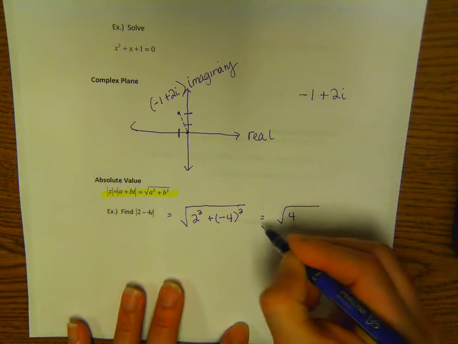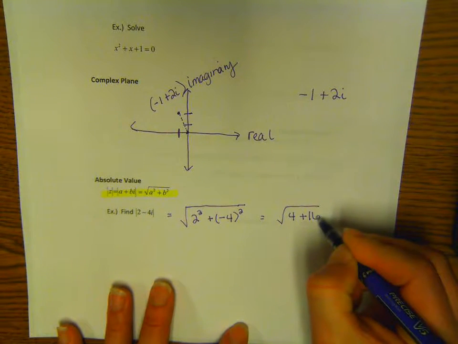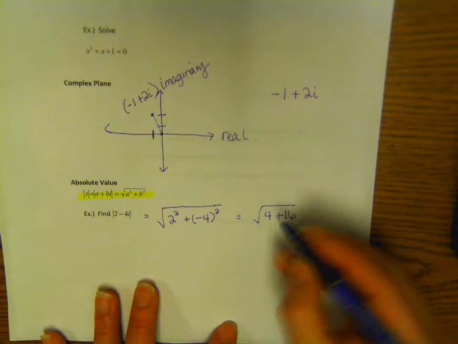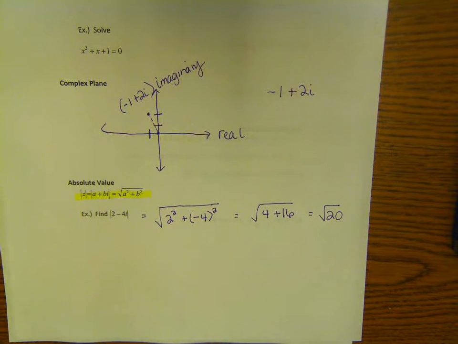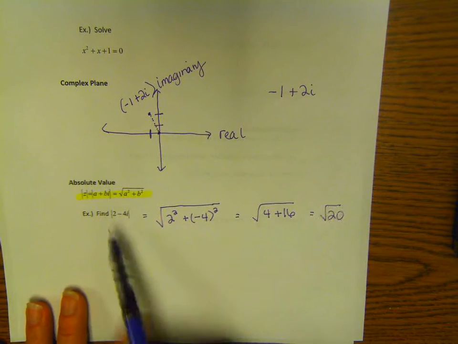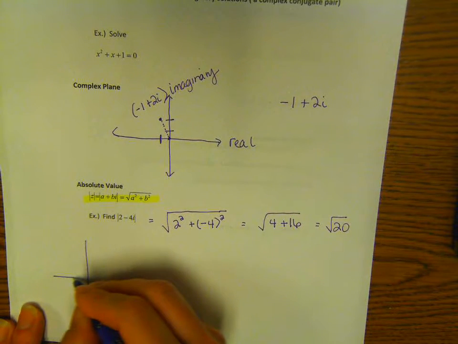And negative 4 squared is 16, right? And so then we'd have the square root of 20. And so what we just found is how far this 2 minus 4i is from 0, 0 on the axis. I'm going to simplify that in a second.